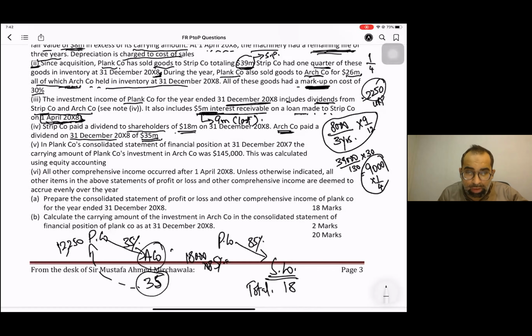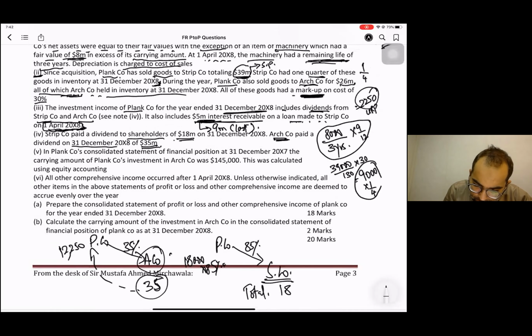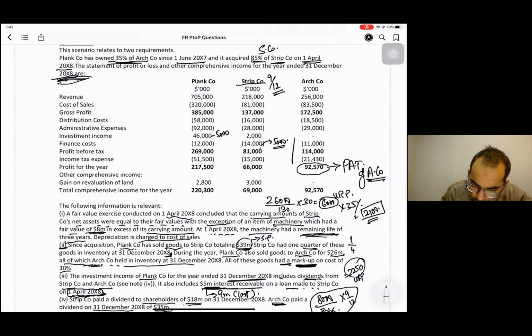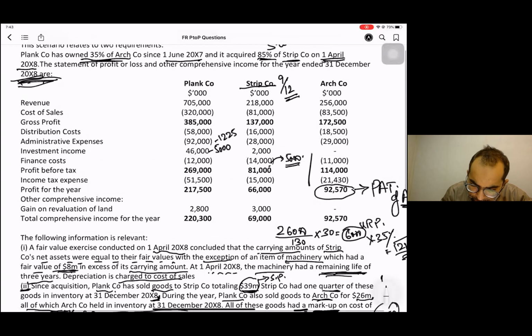So how many numbers do we have to remove? From 46,000 you have to remove 12,250, 5,000 and 15,300. Okay, right? This is the intercompany cancellation. Your concept must be cleared.